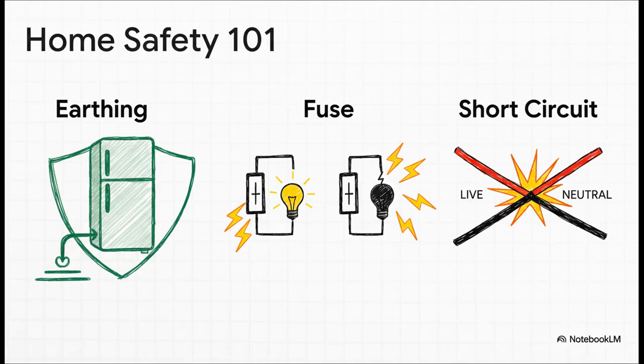So how do these safety things work? Well, the earth wire connects the metal body of your appliance to the ground. So if there's any current leakage, it goes straight to the earth instead of shocking you. And the fuse, think of the fuse as a little security guard. If the current gets too high, like in a short circuit, the fuse melts and breaks the circuit. It sacrifices itself to save your expensive TV or computer.